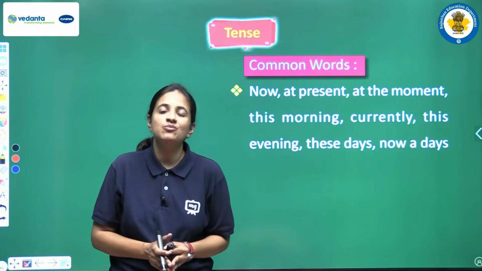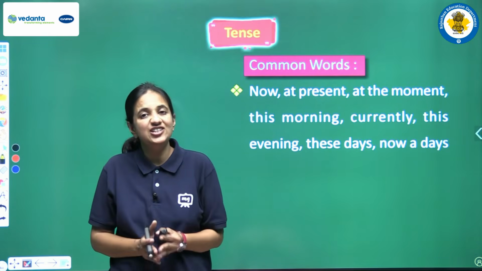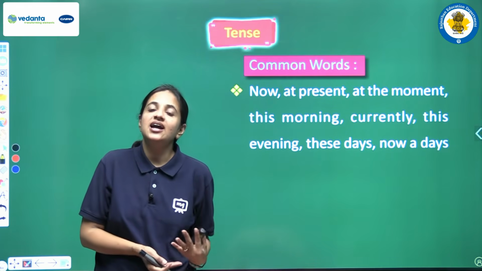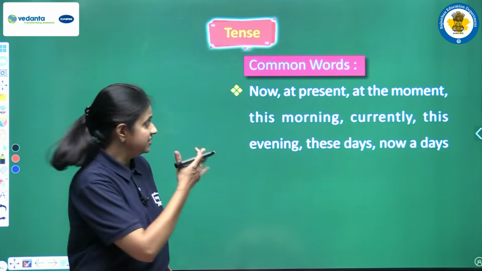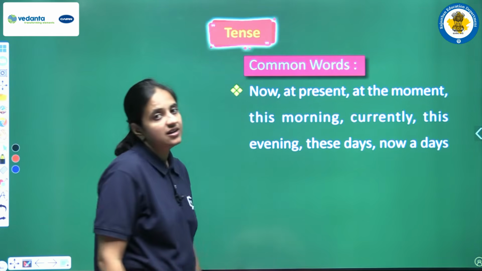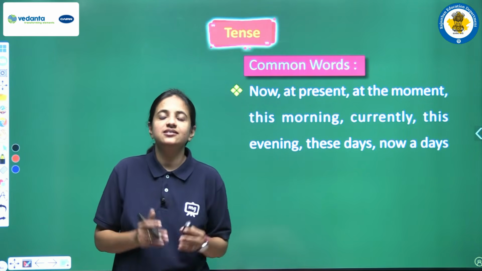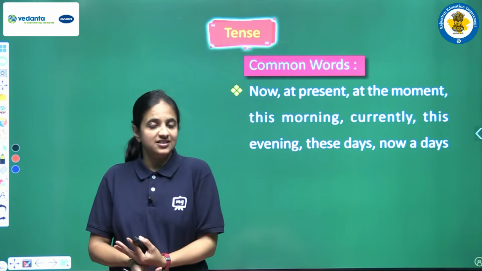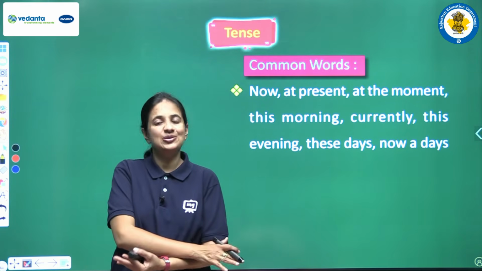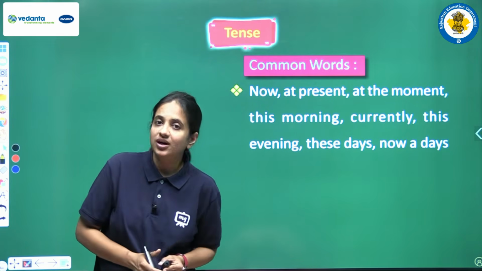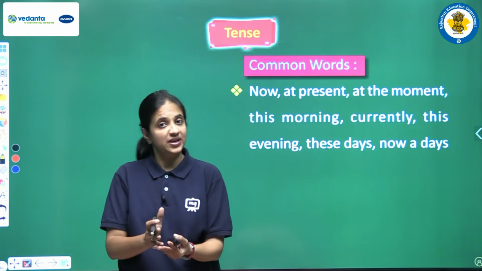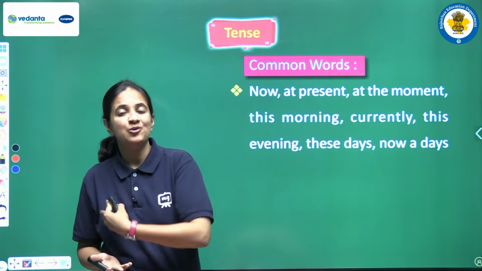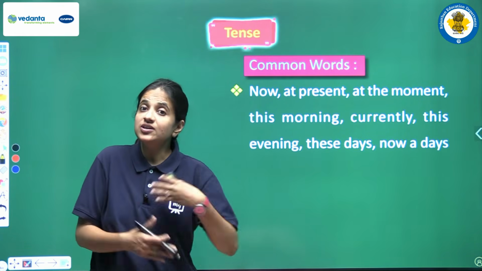Now we are having some of the common words that are very frequently used in this tense, that is present continuous tense. So let's see. So the first word is now. As the name of the tense suggests, present continuous tense, it means this tense shows the actions that are going on right now. Present means at the present time, present moment, and they are continuously going on.